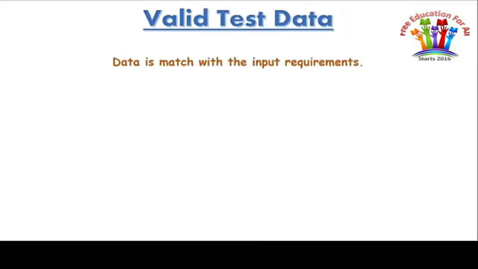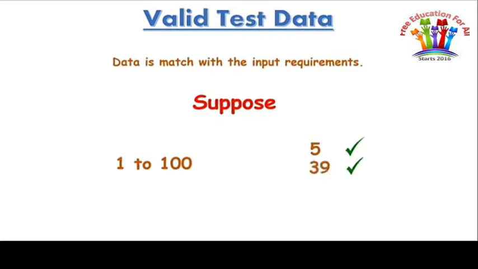Valid test data: whatever input you enter, your solution will give you what you want. Okay, for example, suppose the problem is 1 to 100, and you enter 5. It means it is correct, it is within 1 to 100. When you enter 49 or 39, it means this is within 1 to 100. This is called valid data.